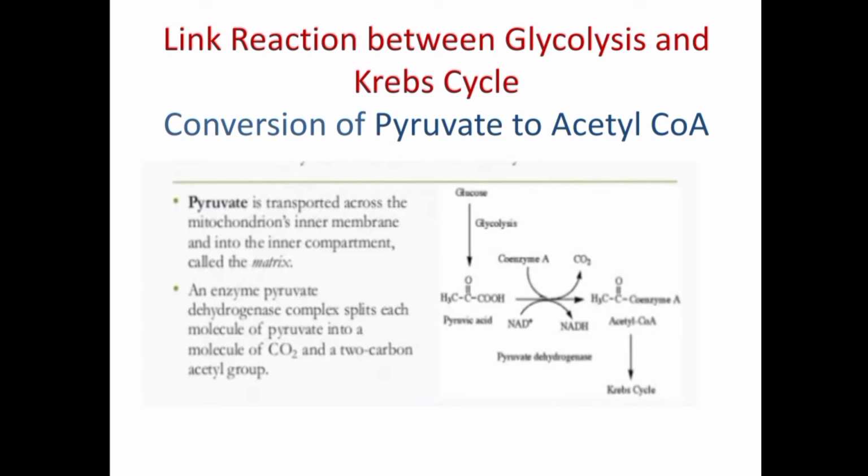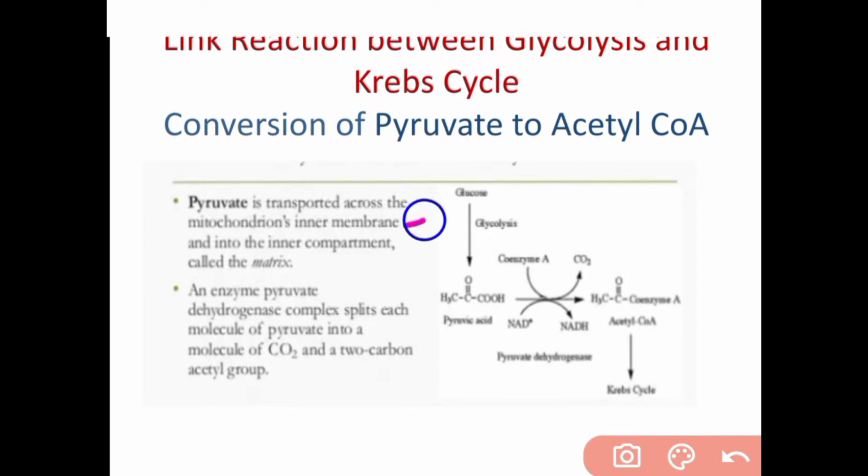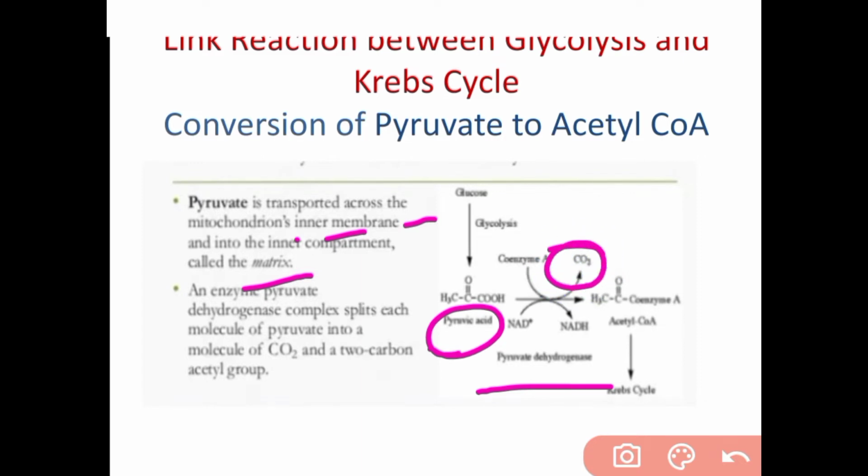Here you can see the link reaction between glycolysis and the Krebs cycle. Here, what happened? Conversion of pyruvate to acetyl-CoA. Pyruvate is transported across the mitochondrial inner membrane, that means into the matrix, and the enzyme pyruvate dehydrogenase complex splits pyruvic acid into a carbon dioxide and 2 carbon of acetyl-CoA, which enters into the Krebs cycle.